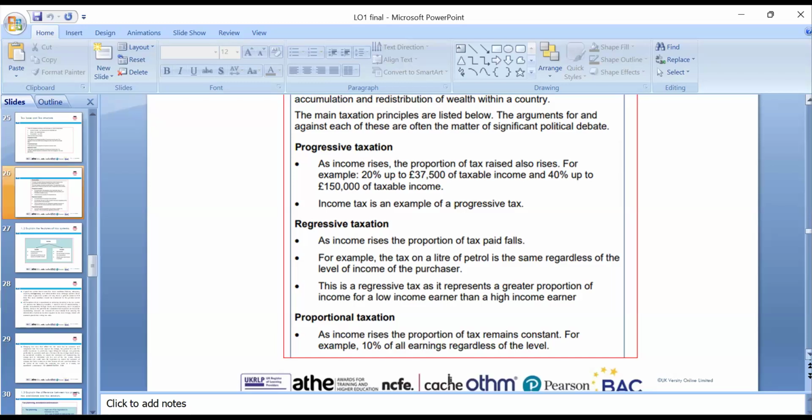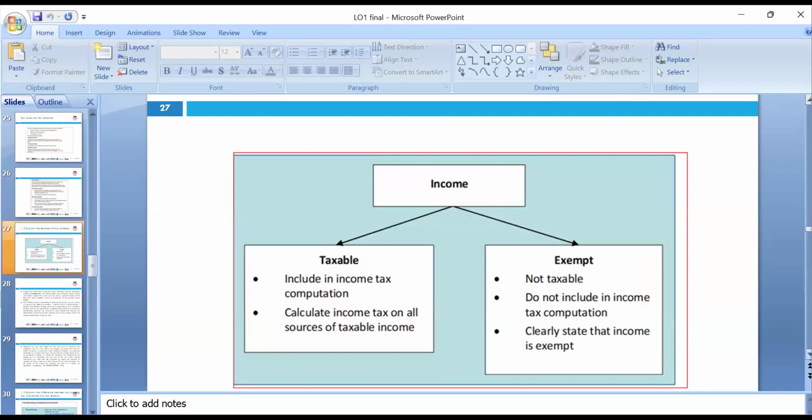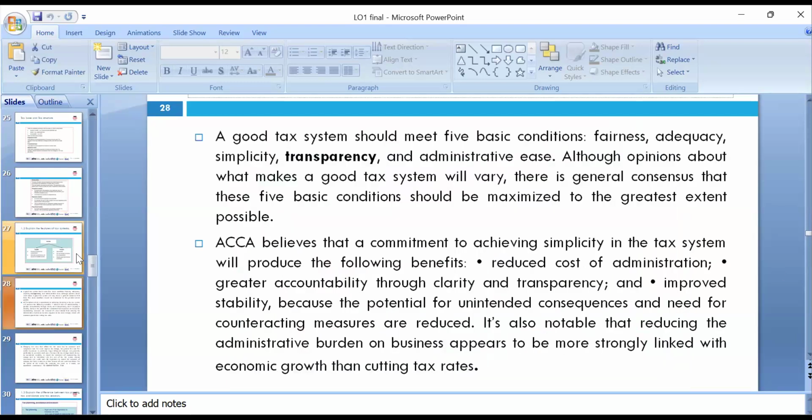With a proportional tax, as the income rises the proportion of the tax is constant. For example, 10% regardless of the levels of income. So that's what we can look at in income tax computation, the calculation of the income tax for all the sources of income that are taxable, and not including income that is exempt or not taxable. The calculation should clearly state the income is exempt, like premium bonds and various government schemes.